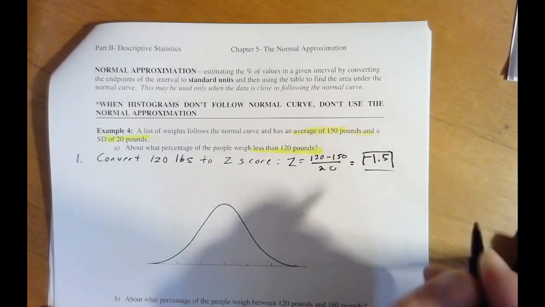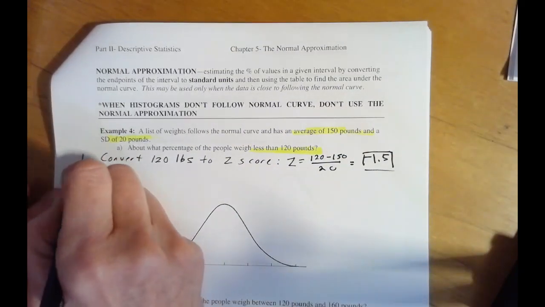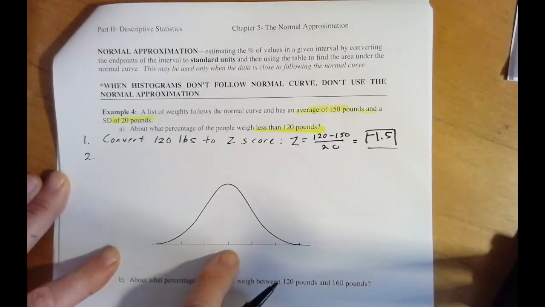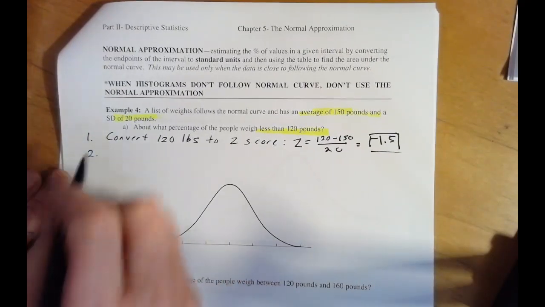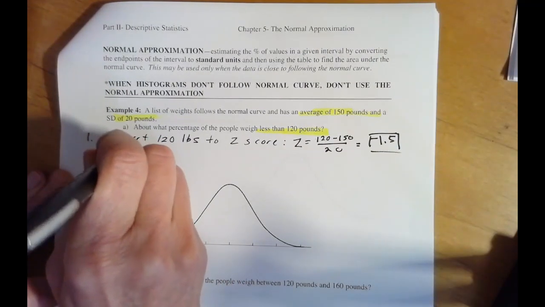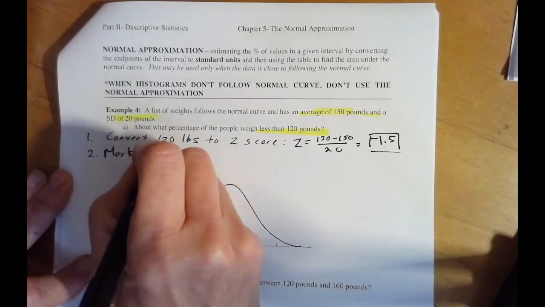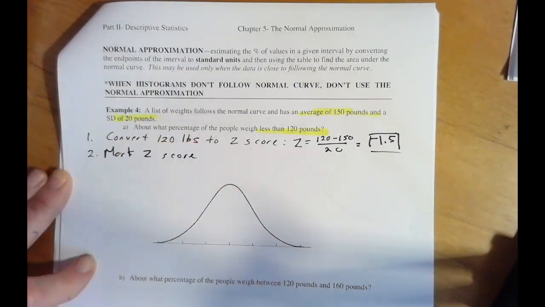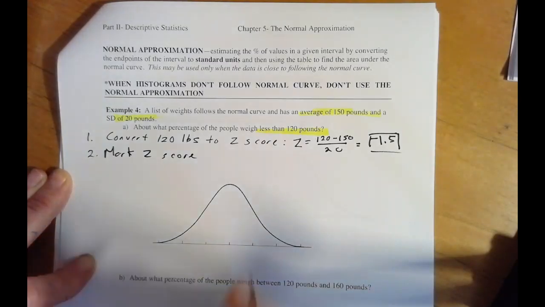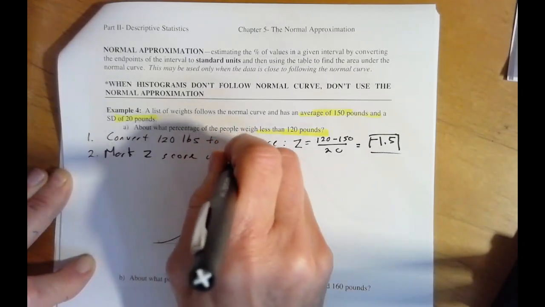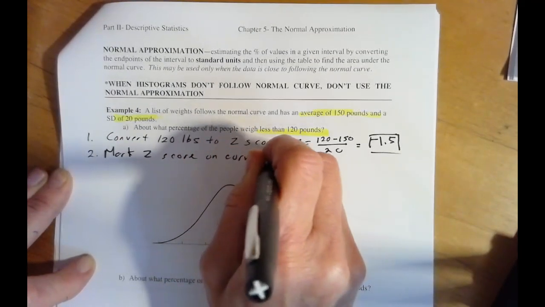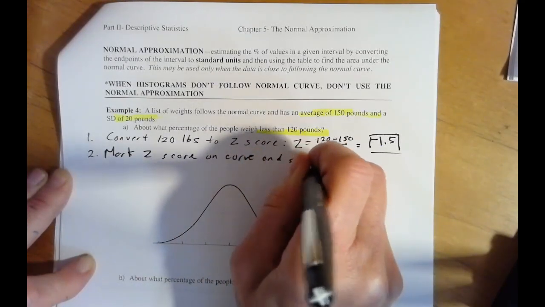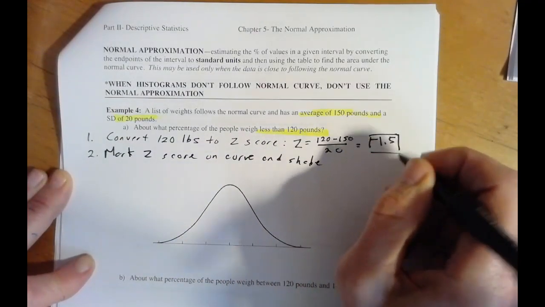That's the z-score. So now what do we want to do? Now we want to mark that on here. So we're going to mark the z-score on the curve and shade the area that you're interested in.